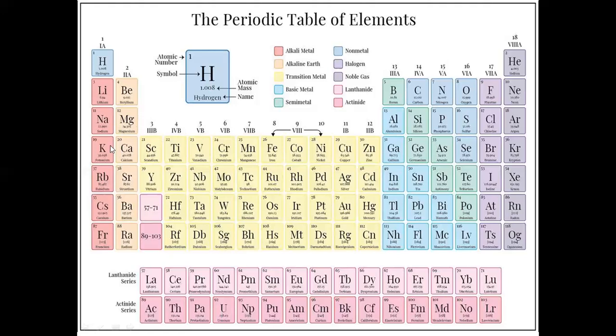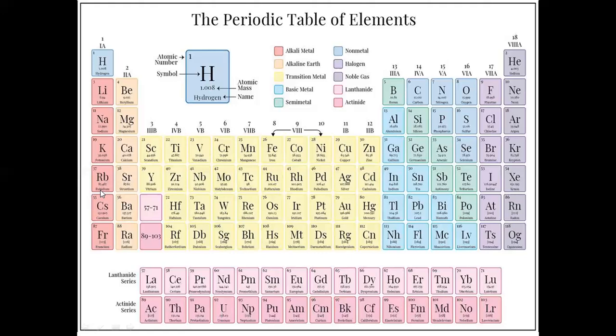Physical and chemical properties of atoms depend on the number of electrons in the outermost orbit, and they are periodic properties of their atomic number. Now we will study some of the basic properties in this chapter, not all. Some of the basic properties we will study.